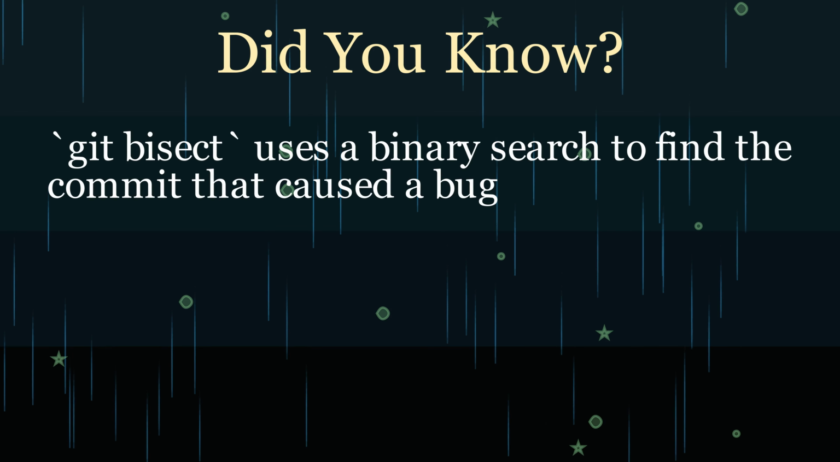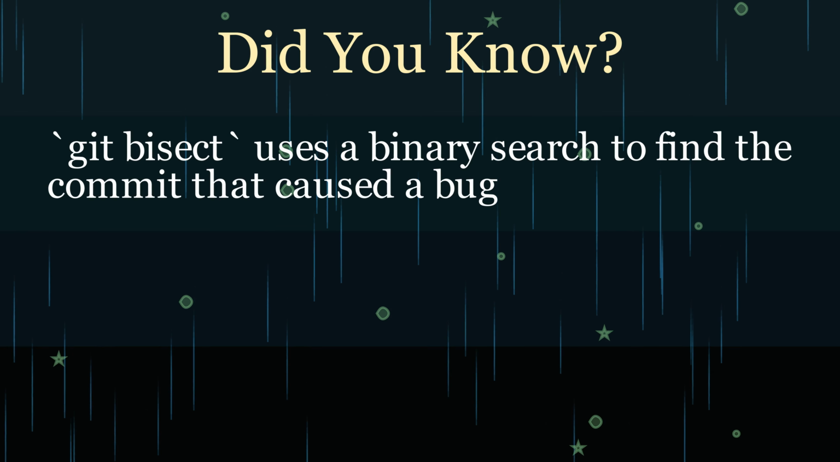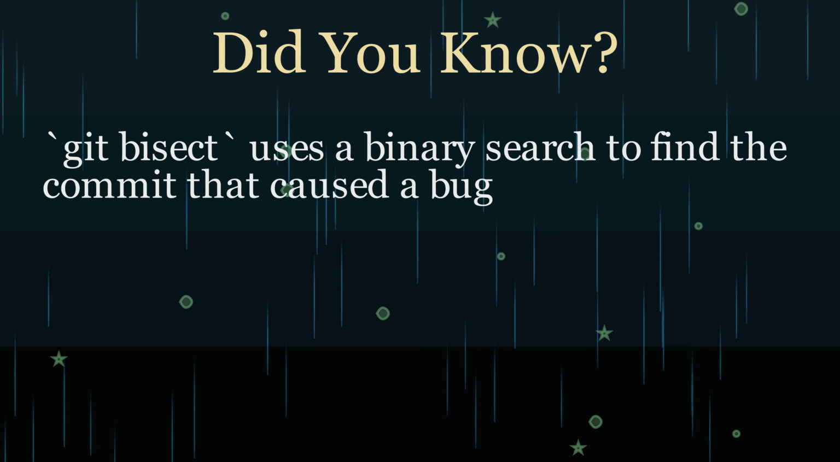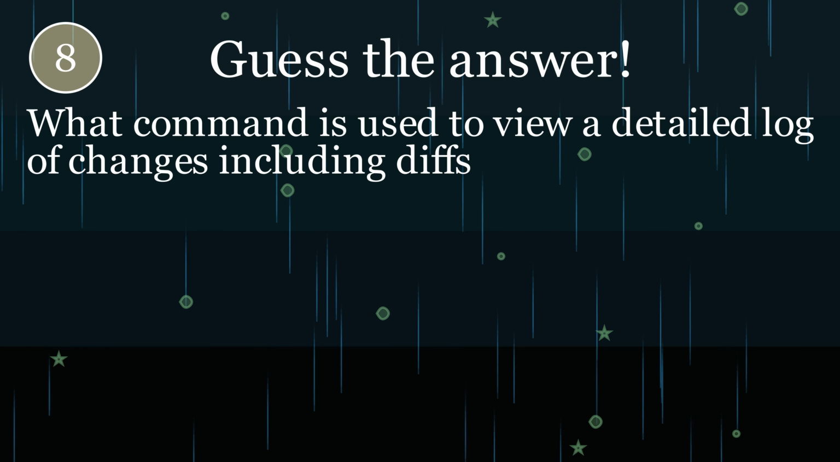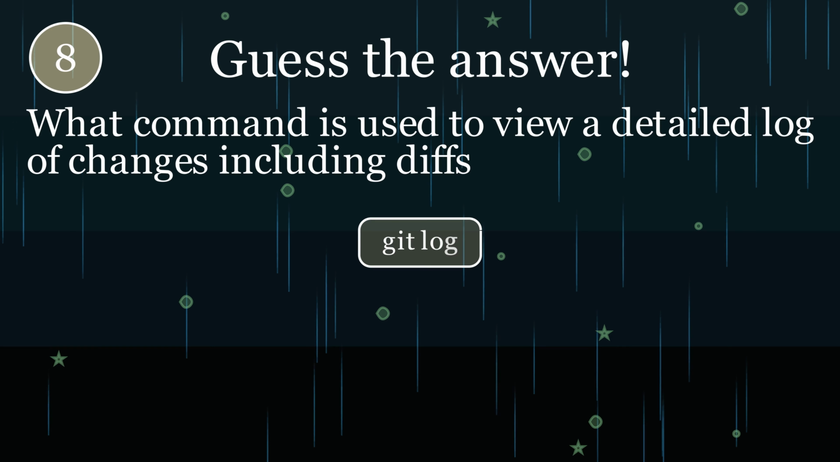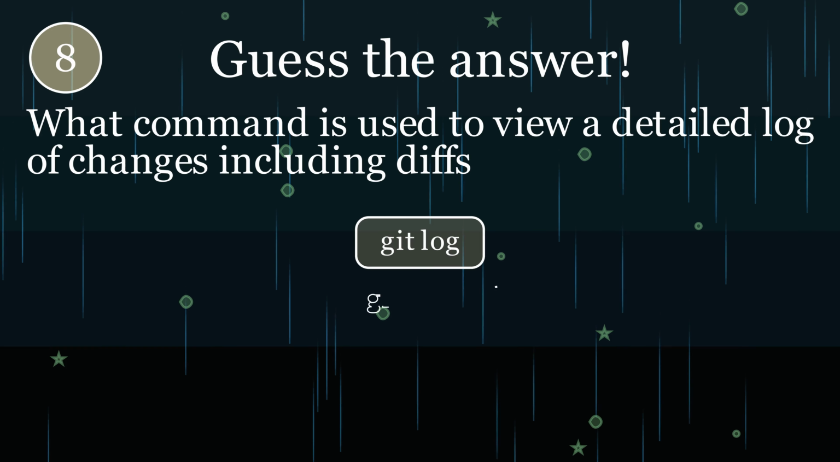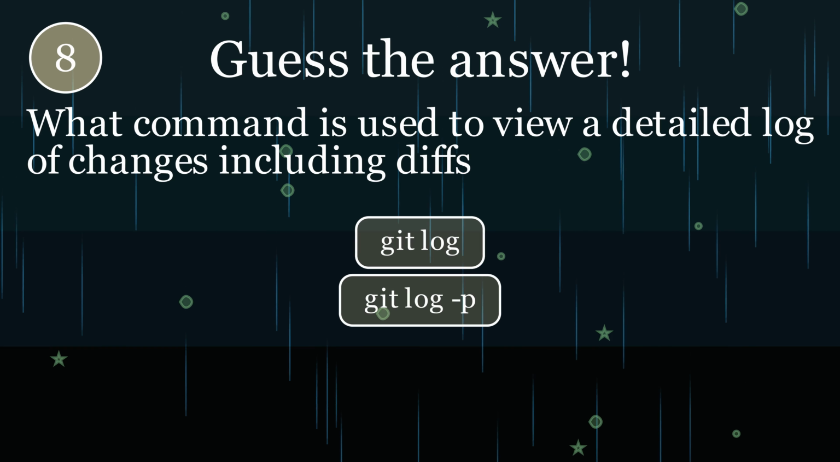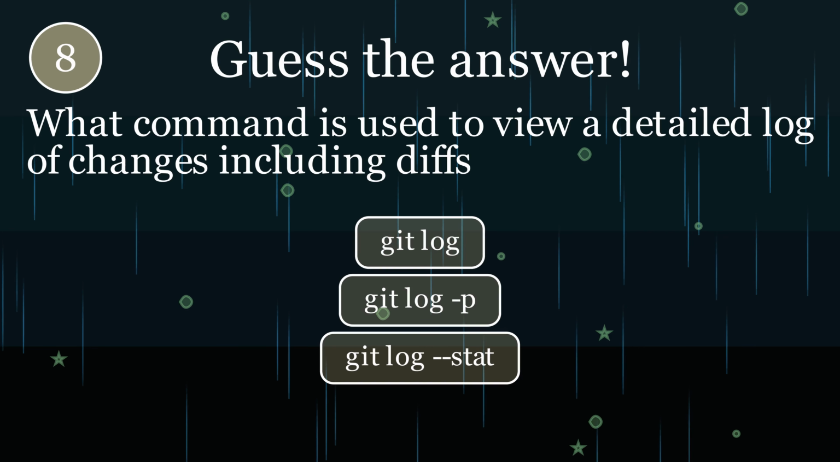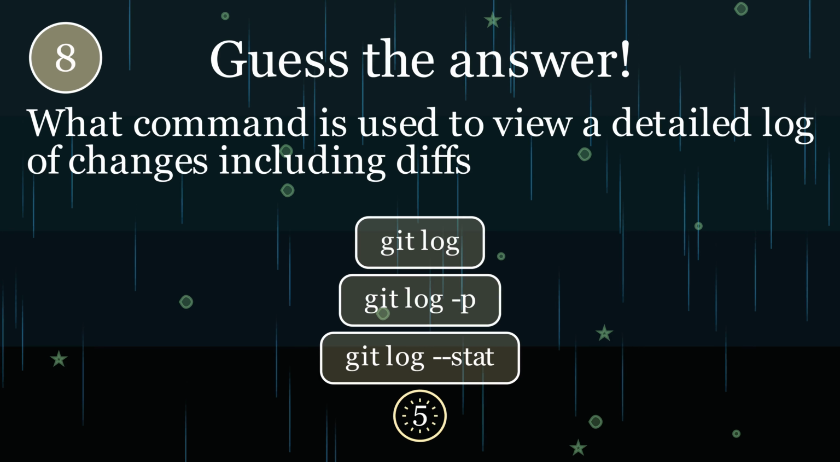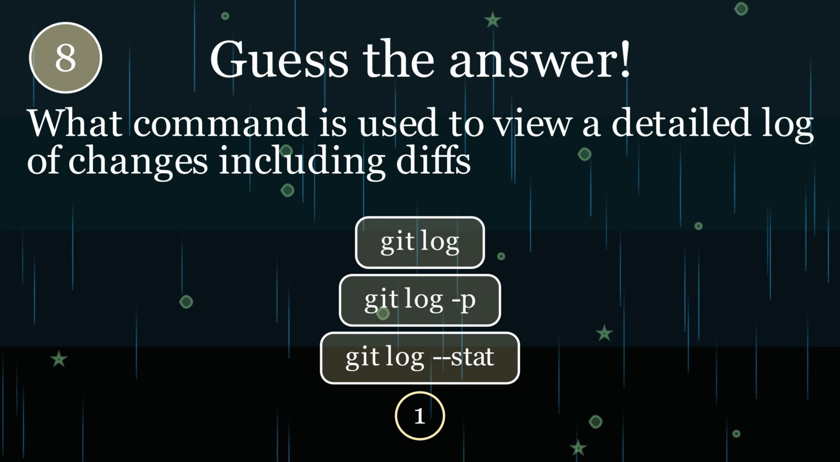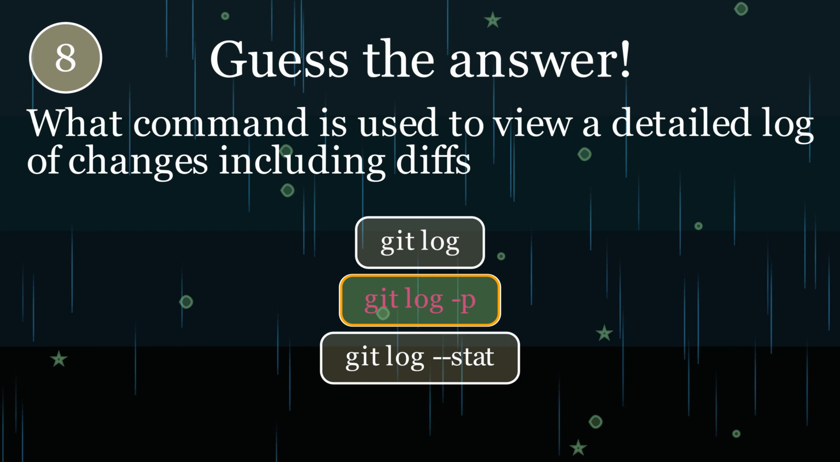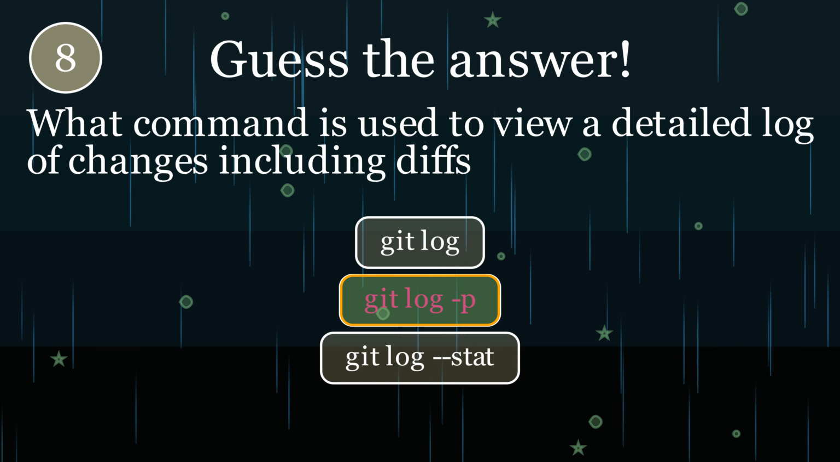Fun fact: Git bisect uses a binary search to find the commit that caused a bug. What command is used to view a detailed log of changes including diffs? Git log, Git log p, Git log stat. The correct answer is Git log p.